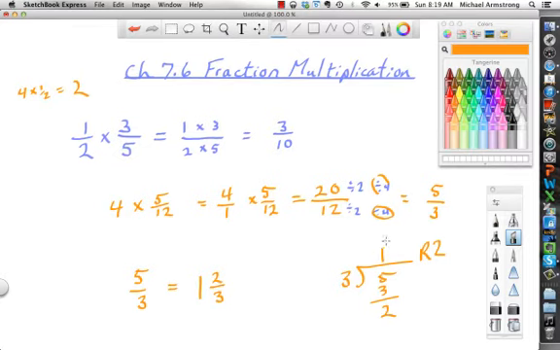So see, we have 1, which is this number right here, and 2, which is this number right here, and 3, which is this number right here: 1 2/3. So this is the size that we're dividing. 1 2/3 is our answer to the division problem.